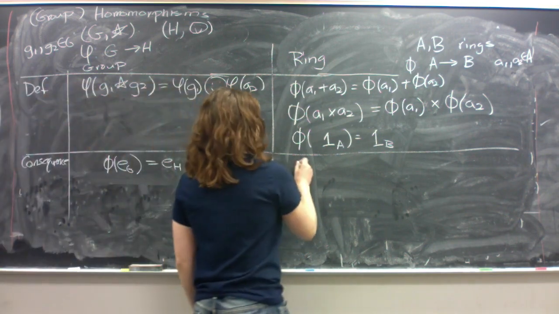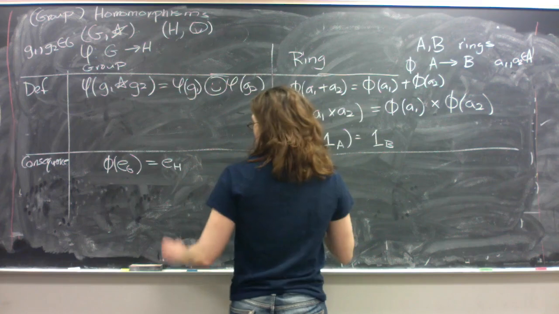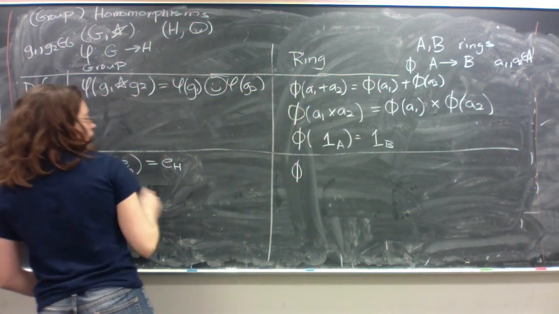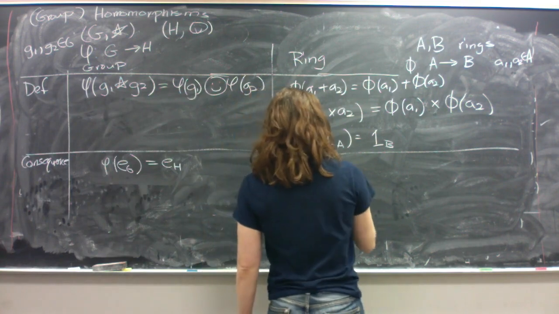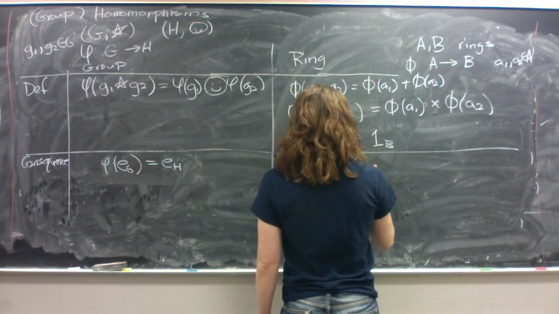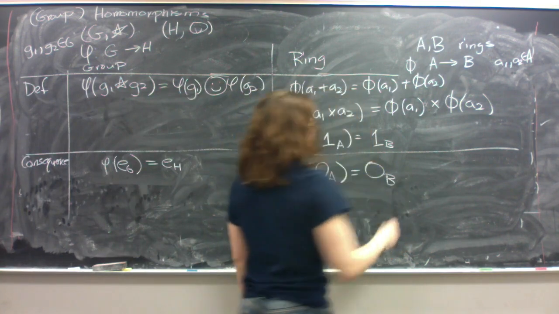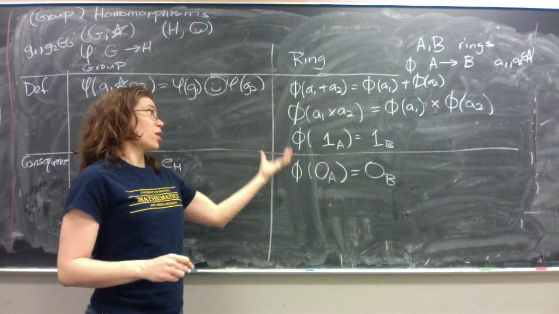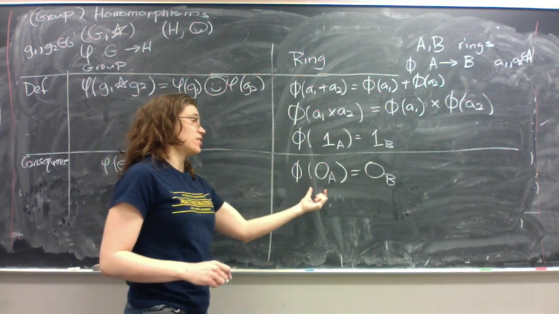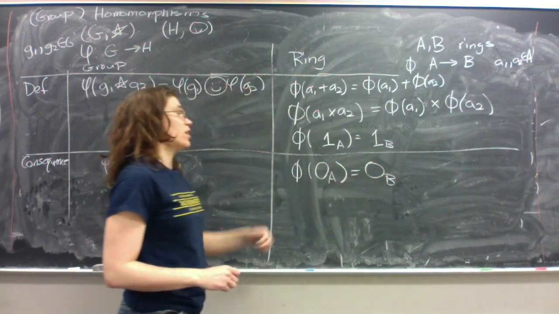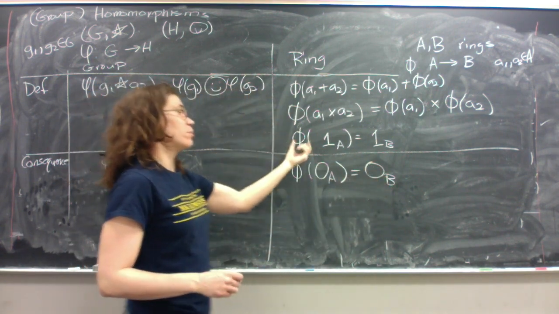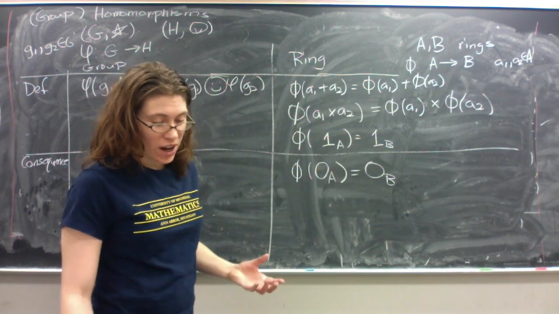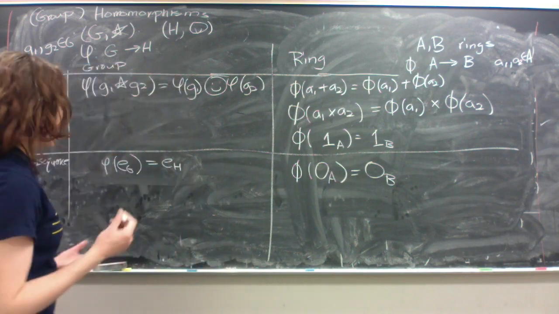Whereas for a ring, we had as a consequence, I use different phis, phi of 0_A equals 0_B. So it was a consequence that a ring homomorphism mapped the additive identity to the additive identity. It was part of the definition that it mapped the multiplicative identity to the multiplicative identity. Another consequence is about kernels.